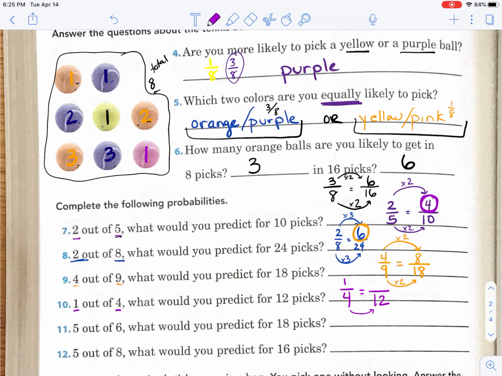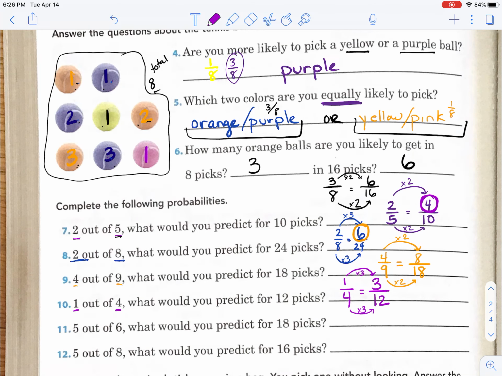4 times what is 12? 4, 8, 12. 4 times 3 is 12. What I do to the bottom, I also do to the top. So I multiply by 3. 1 times 3 is 3. So if I was picking 12 race cars out of the basket, I would guess that 3 out of 12 of those would be blue.